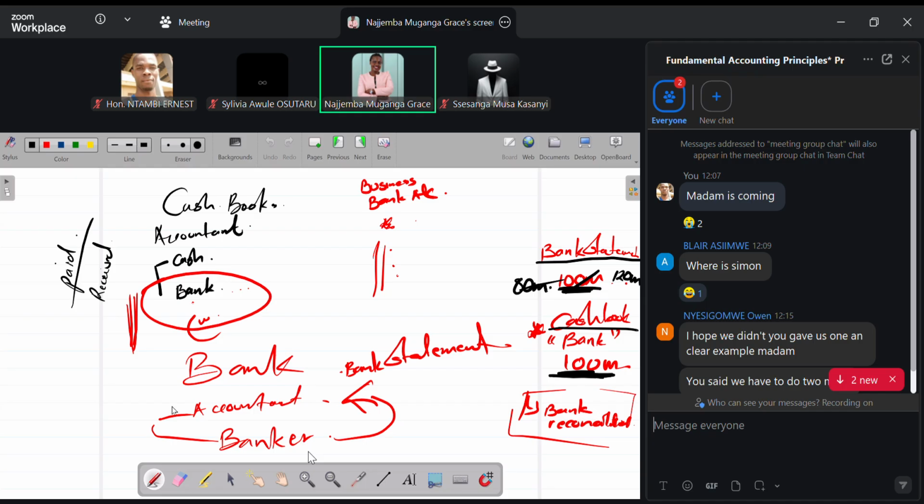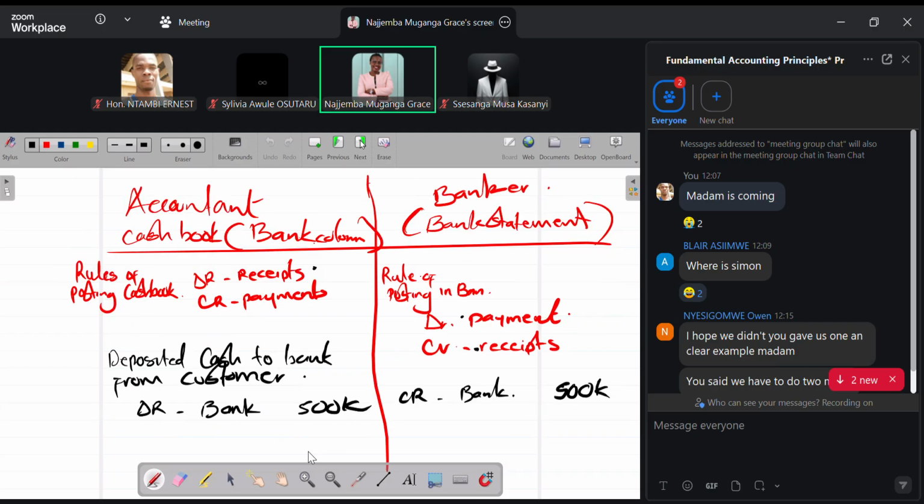So they're saying that the reconciliation happens to bring the cash balance and the bank balance in agreement. Okay. And then we looked at the rules that are followed, very, very fundamental.